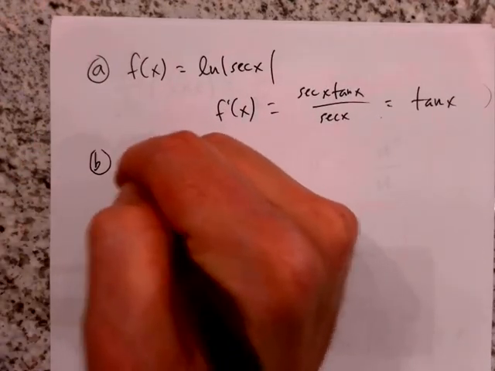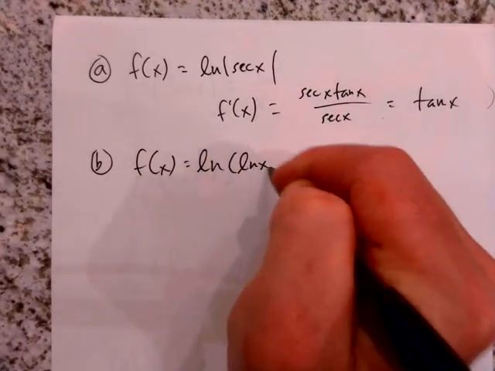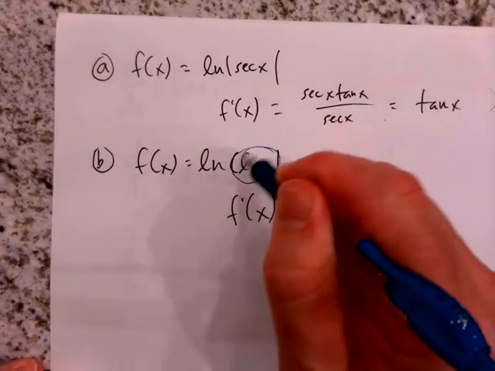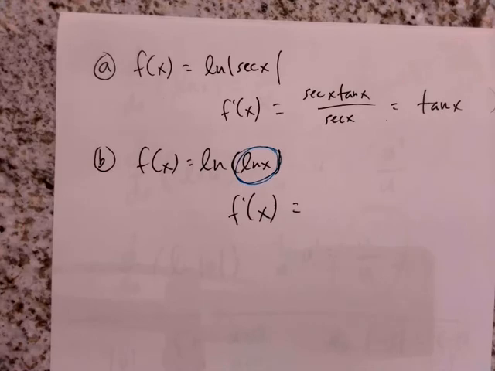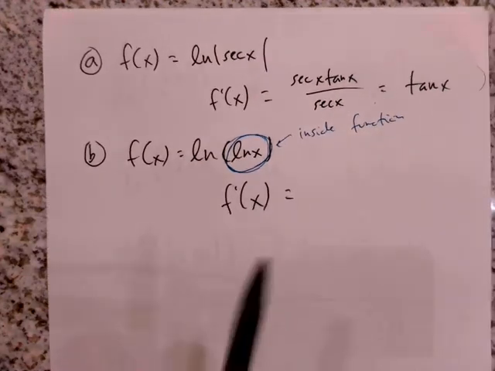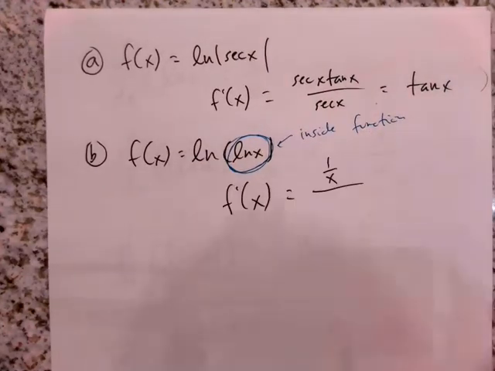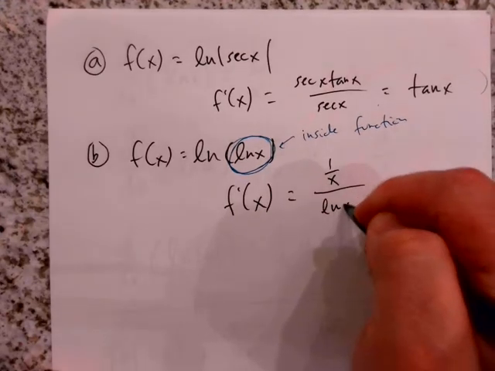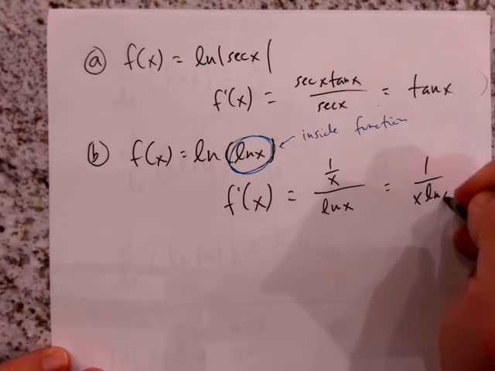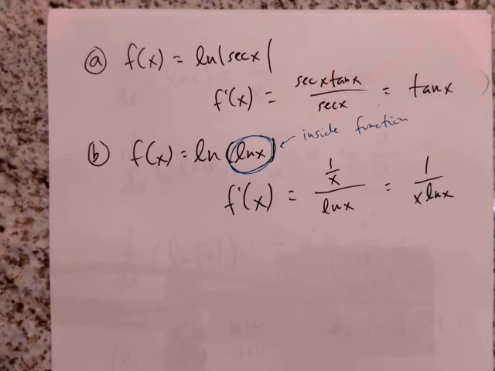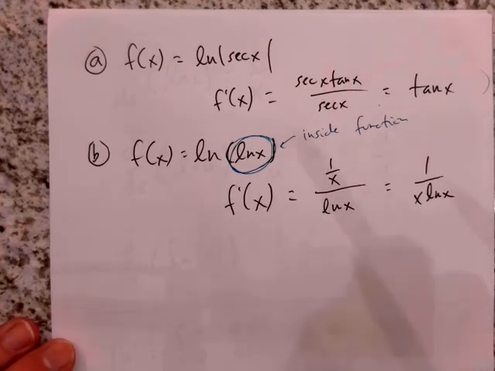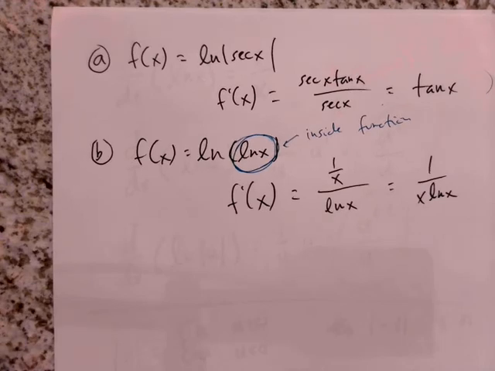Part B. Our function was log of log x. So, the derivative is the derivative of the inside function over the inside function. This is our inside function, right? Now the derivative of the inside function is 1 over x. And then we put that over the inside function, log x, which simplifies to 1 over x log x. Not that bad, actually. It looks confusing at first. Let's stress, what is my inside function? The derivative is the derivative of the inside function over itself.